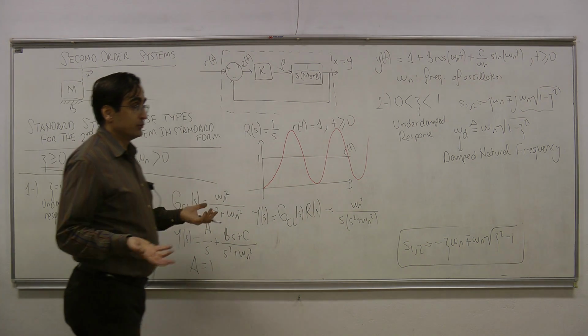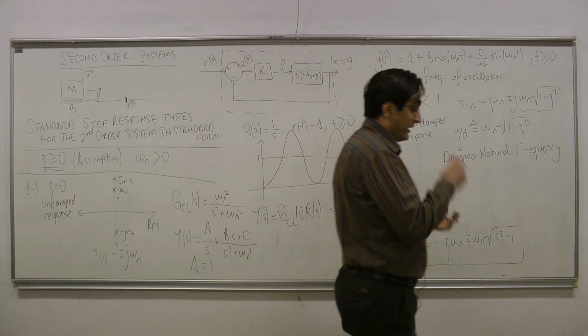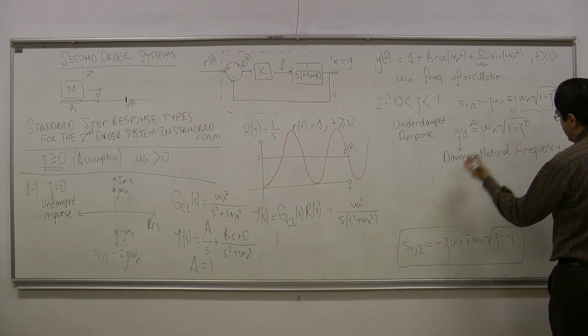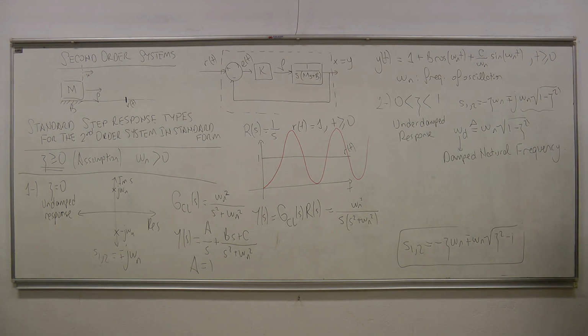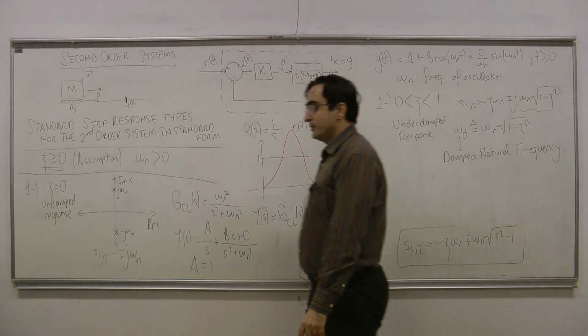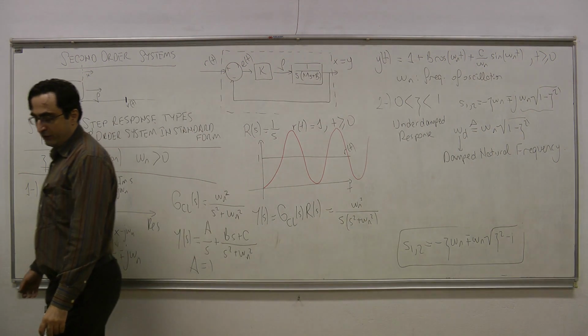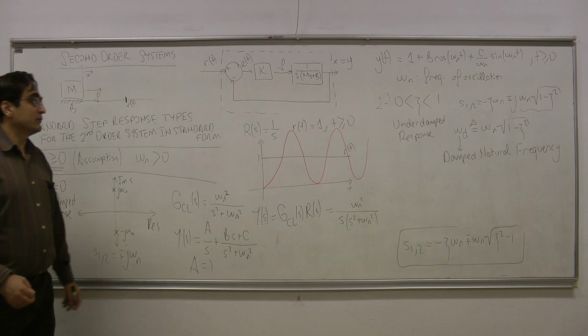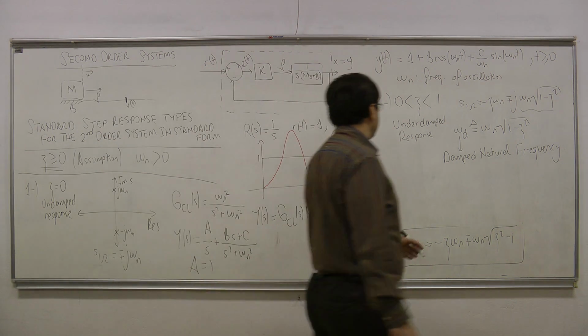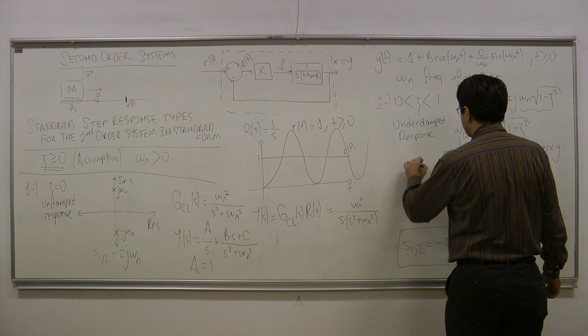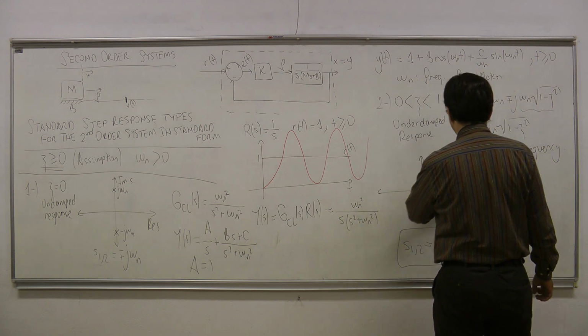So this is the frequency of oscillations in the case we have damping in the system. When the oscillations are decaying, this is going to be the frequency of oscillations. So now I have to show the pole locations here. Let me try to show them.